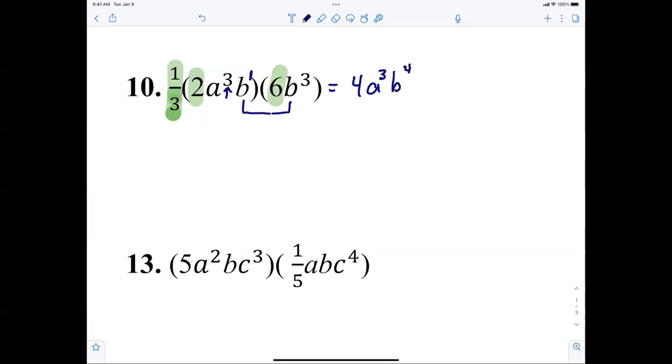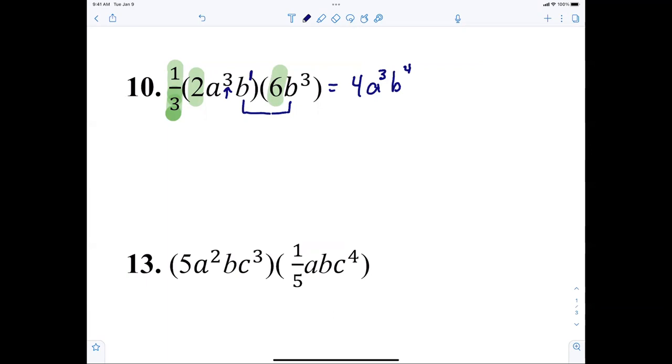Come on now, look that over. All right. Ask me a question if you're not sure. How'd you get 4A? What's 1/3 times 2 times 6? Do that on your calculator. All right. 1/3 times 2 times 6. Now you really shouldn't need a calculator for that. All right. Emily, is that good?